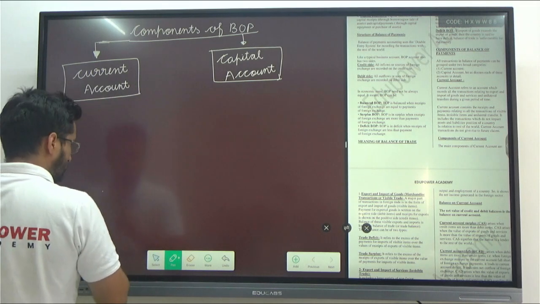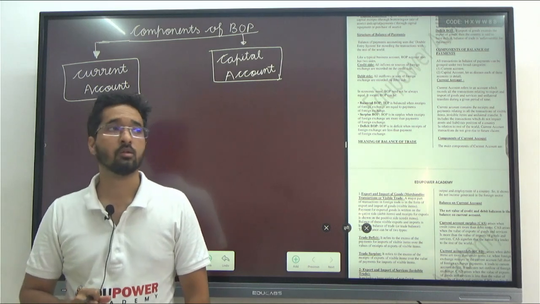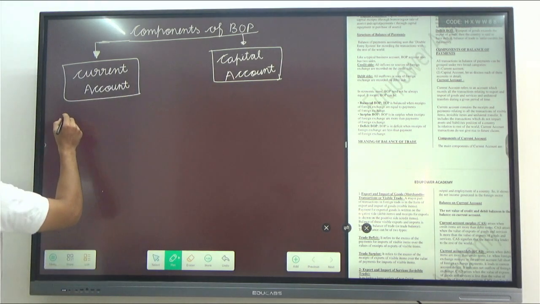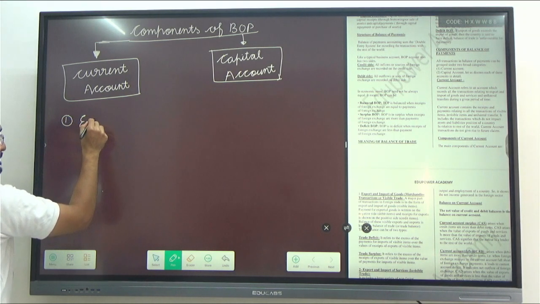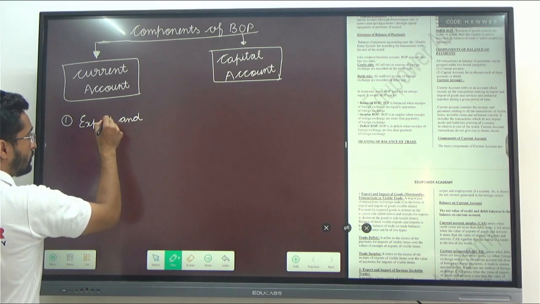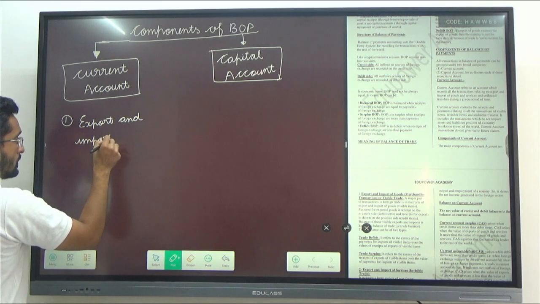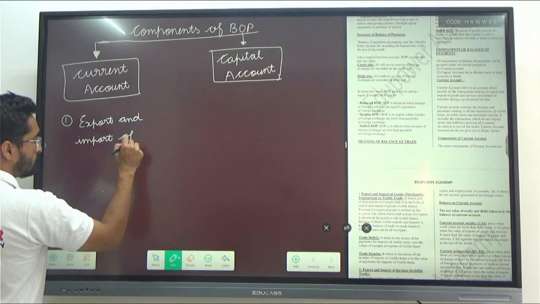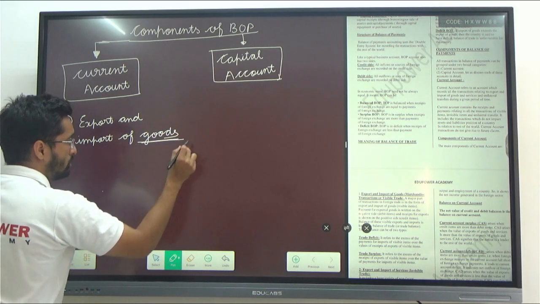So, what are the heads under current account? First head under current account is export and import of goods. Please note, here we are talking only about goods.